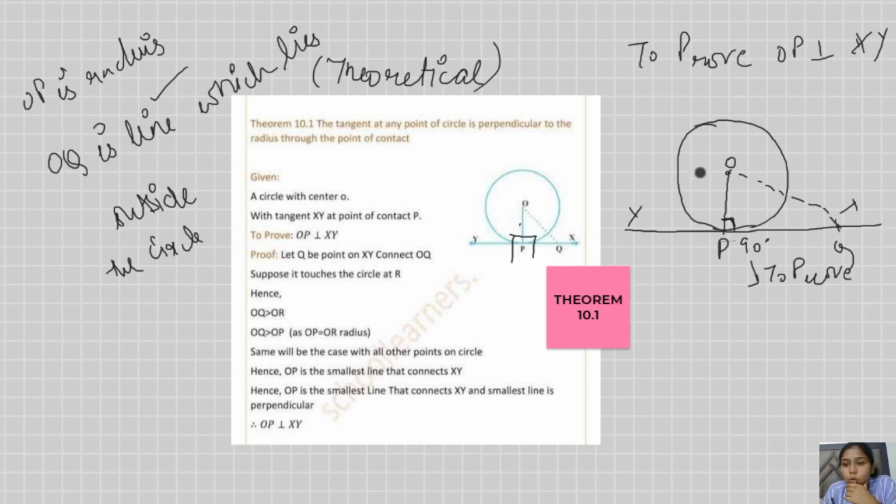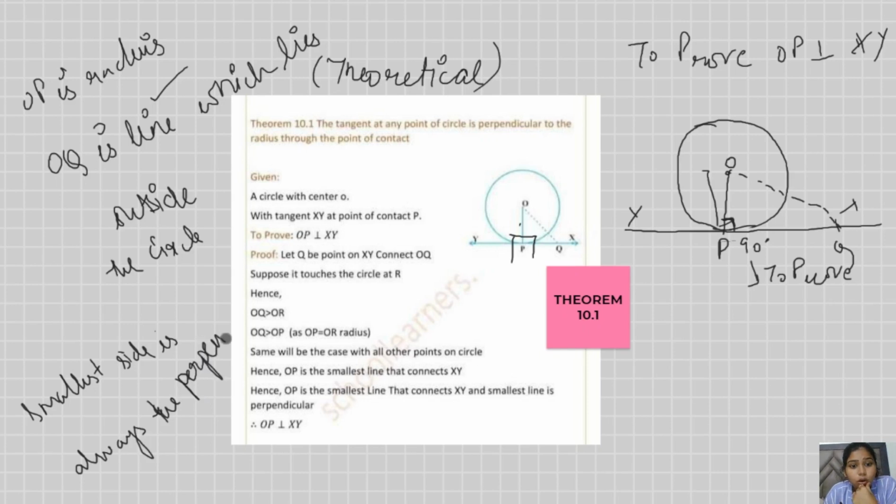So it means OP will be the smallest side, and we always know that the smallest side, the one which joins, is always the perpendicular side. I hope that's clear to you. So according to that, OP is a perpendicular line.